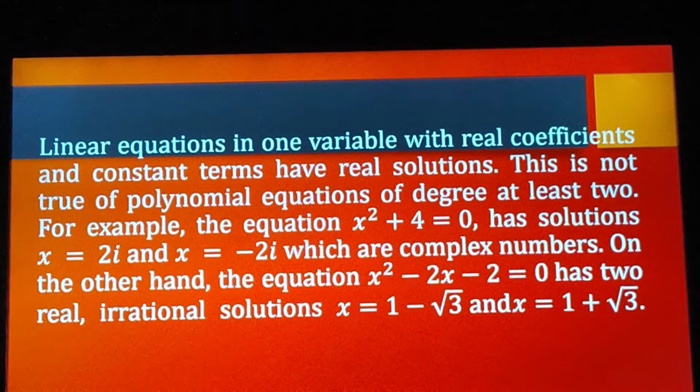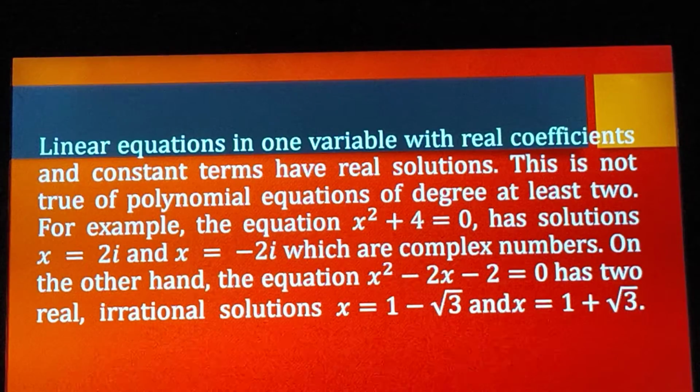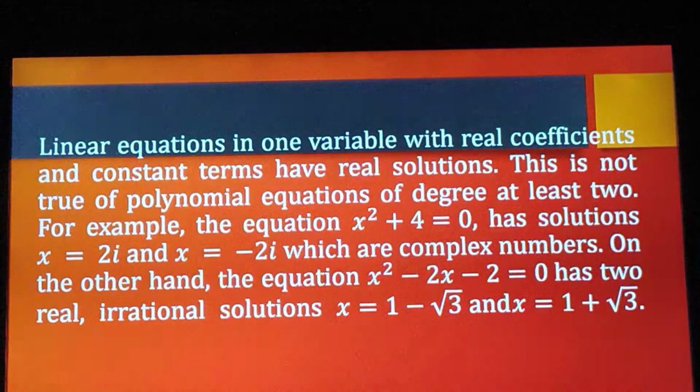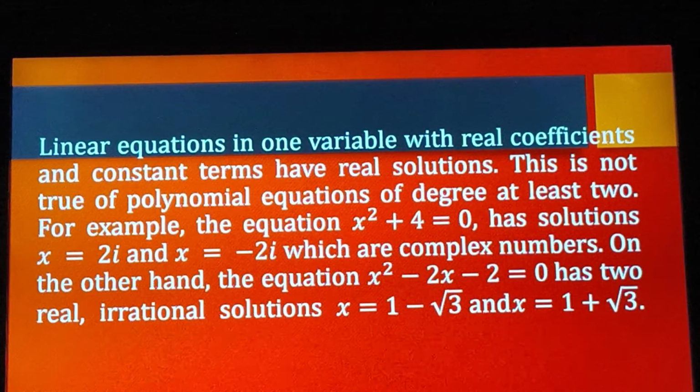Linear equations in one variable with real coefficients and constant terms have real solutions. This is not true of polynomial equations of degree at least 2. For example, the equation x squared plus 4 equals 0 has solutions x equals 2i and x equals negative 2i, which are complex numbers. On the other hand, the equation x squared minus 2x minus 2 equals 0 has two real irrational solutions, x equals 1 minus the square root of 3 and x equals 1 plus the square root of 3.